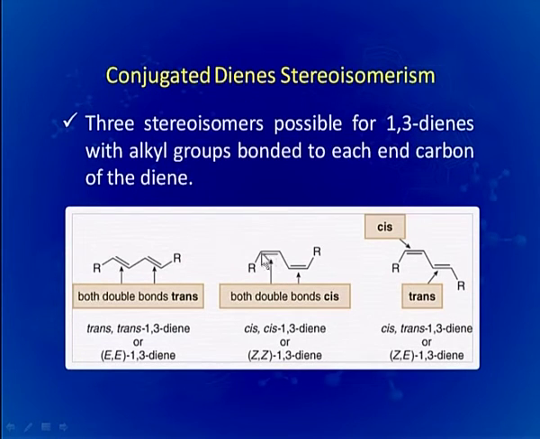Now, in the second example, we can see both of the hydrogen atoms lie on the same side of the carbon-carbon double bond. So, therefore, the bond will be cis. Here also both are in cis position. So, this compound is the cis-cis 1,3 diene. Now, coming to the third stereoisomer, both hydrogen atoms on the same side means cis and hydrogen atoms on opposite sides means trans. So, this is the third, cis-trans 1,3-diene.